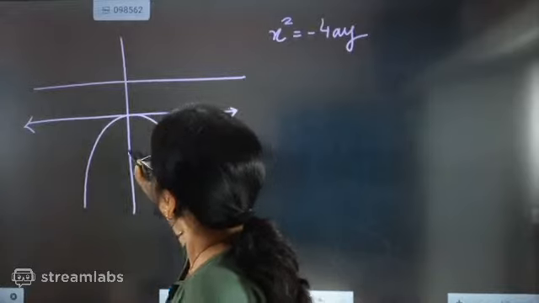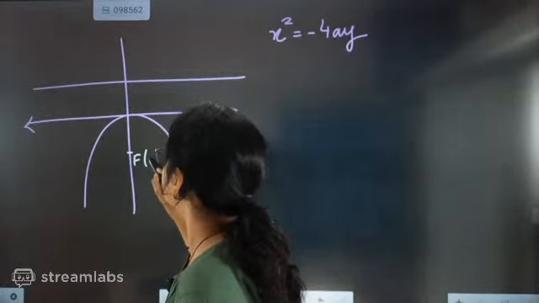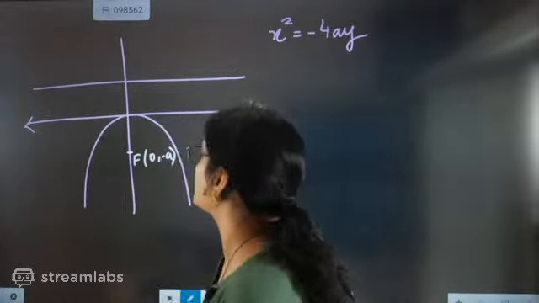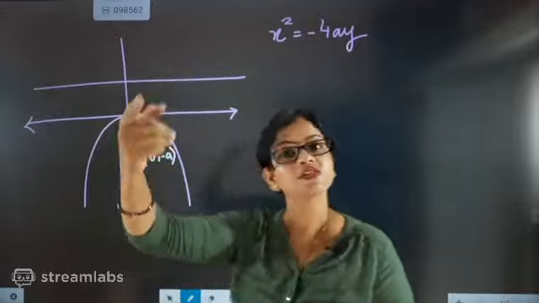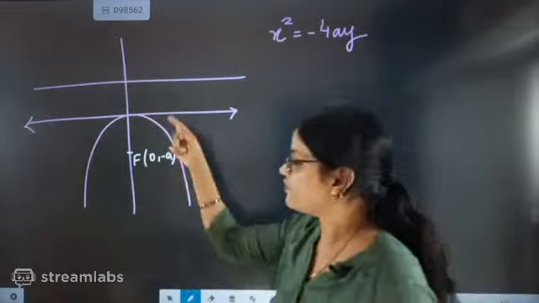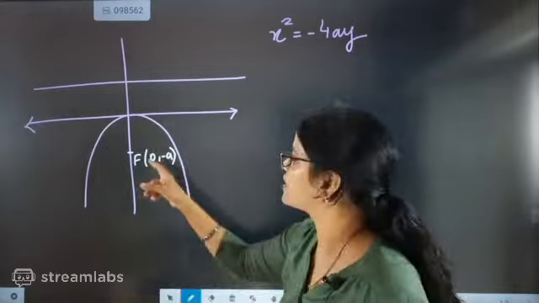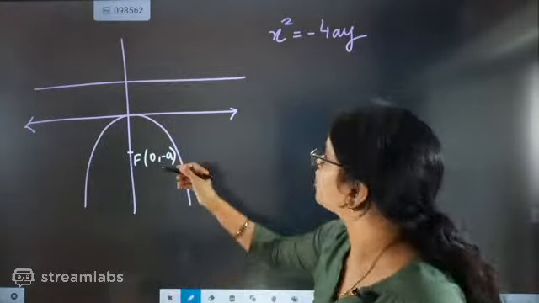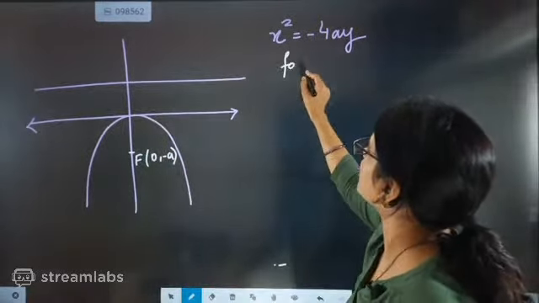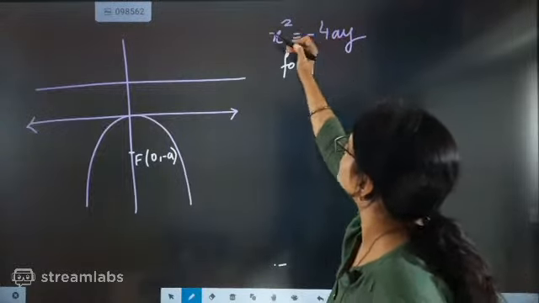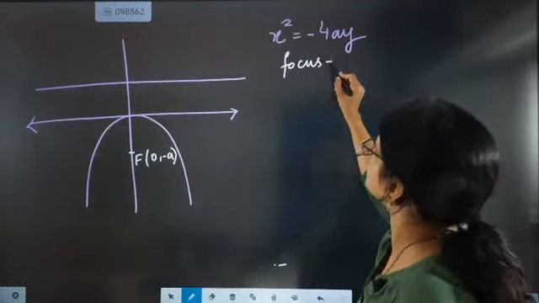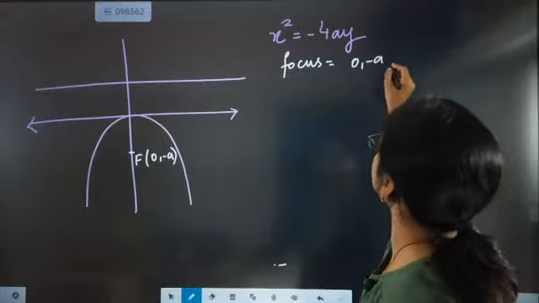Now here, focus will be 0 comma minus a, beta. Because when the focus was up, it was 0 comma a. Now if it is down, the focus will become 0 comma minus a. So the first point, the focus, we are writing as 0 comma minus a, beta.